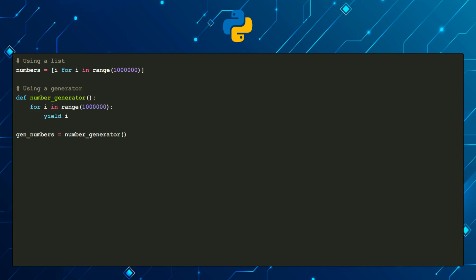With the list, all 1 million numbers are stored in memory at once. But with the generator, numbers are produced one at a time, reducing memory usage. Generators enhance performance by producing items on the fly. They can start yielding results immediately without waiting to process an entire dataset.